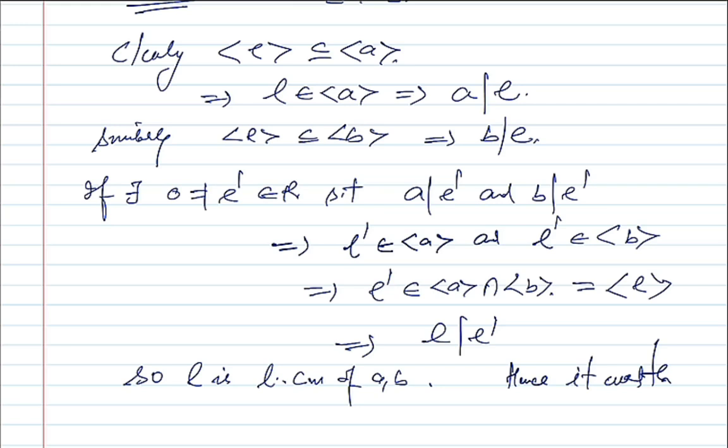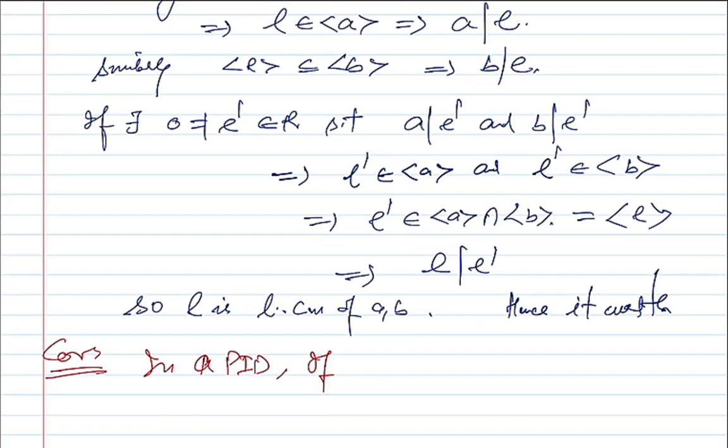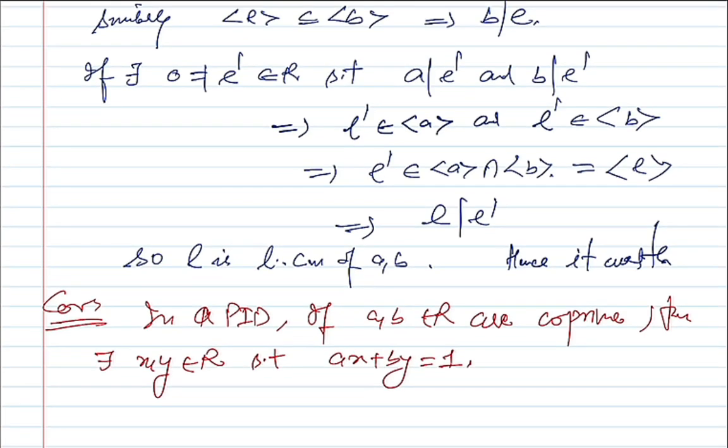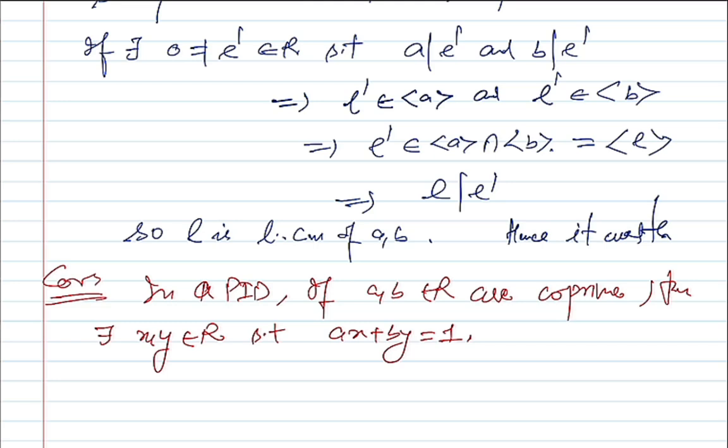Now a corollary for this can be: in a PID, if you have two co-prime elements A and B, then there exist X and Y in R such that AX plus BY is equal to 1. Okay, AX plus BY equal to 1. So let's try to prove it.